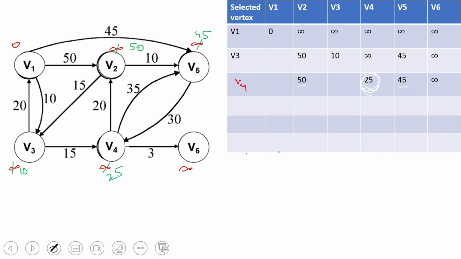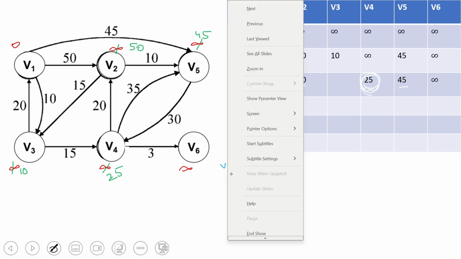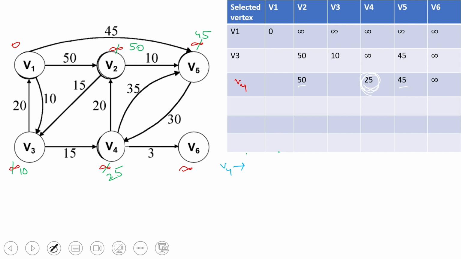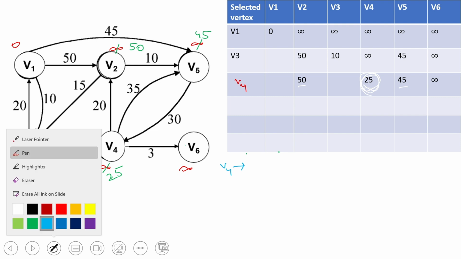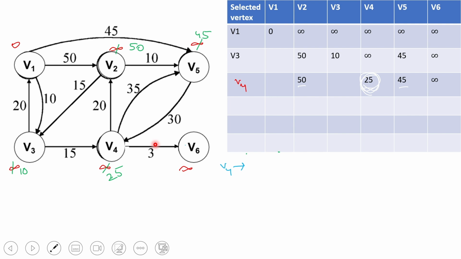From v4, what are the possibilities? v4 to v6, obviously we have v4 to v6, yes. v4 to v5, yes. v4 to v2, yes. We will not consider v1 and v3 because these vertices are already visited. So let's take v4 to v6, v4 to v2 and v4 to v5. We shall now calculate all the distances.